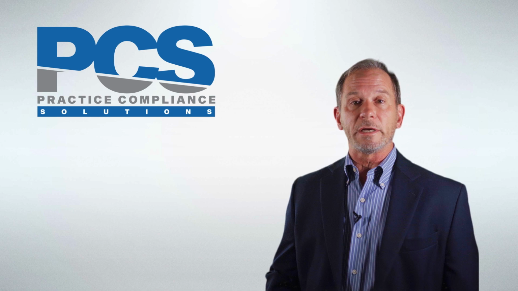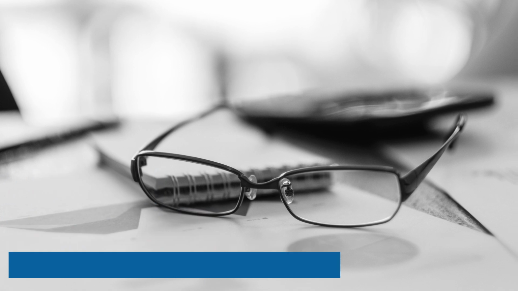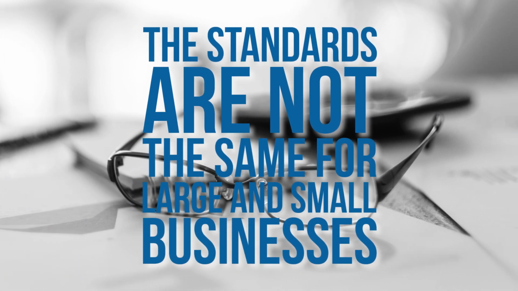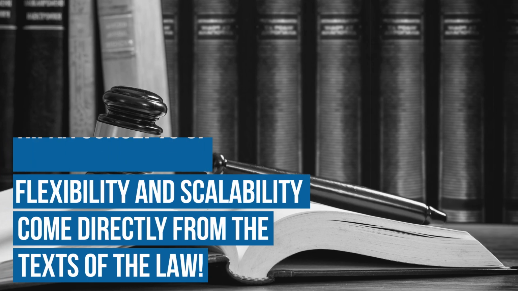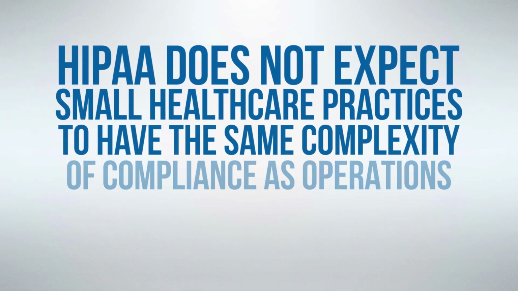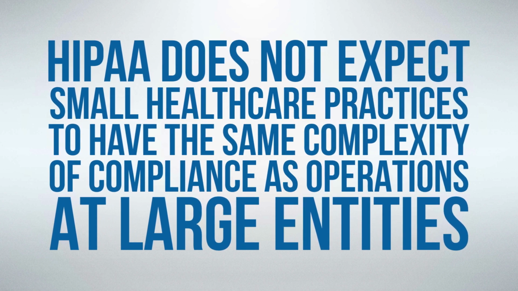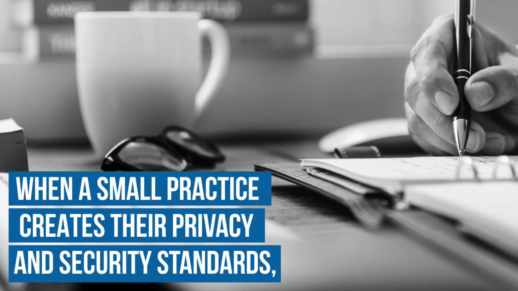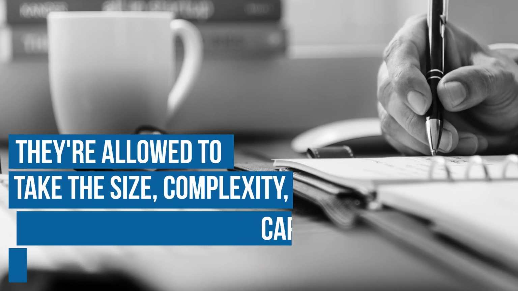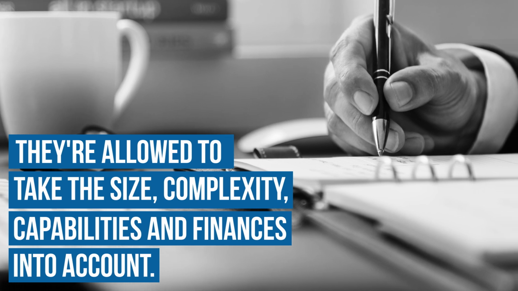To do that, we have to understand the HIPAA law letter by letter. HIPAA tells us one very important thing about risk assessments. The standards are not the same for large and small businesses. These HIPAA concepts of flexibility and scalability come right from the text of the law. It clearly says HIPAA does not expect small healthcare practices to have the same complexity of compliance as operations at large entities. It says that when a small practice creates their privacy and security standards, they're allowed to take the size, complexity, capabilities, and finances of the practice into account.